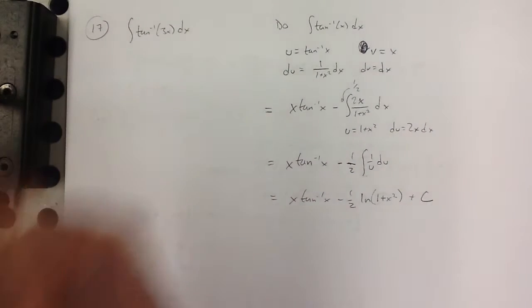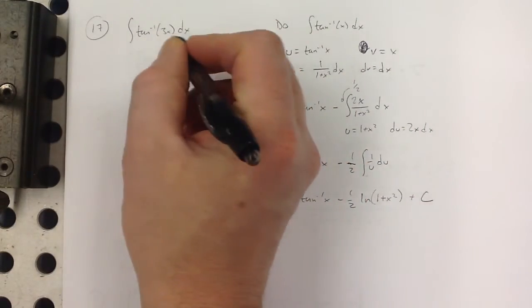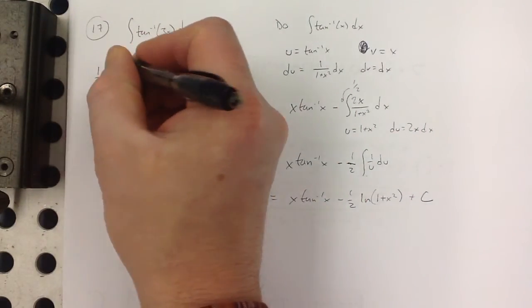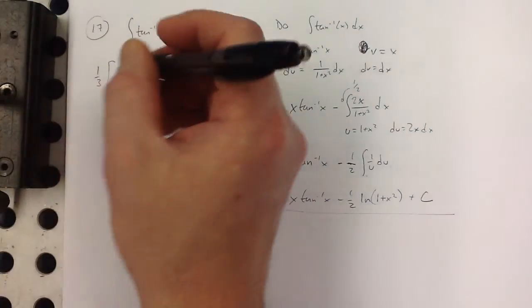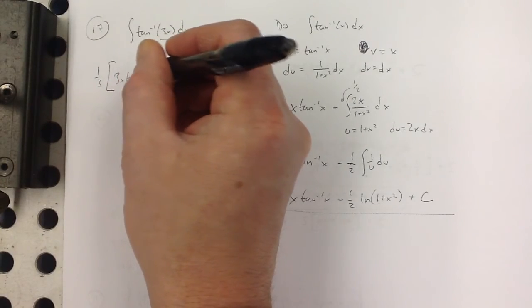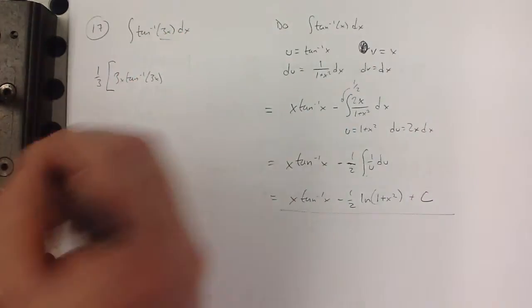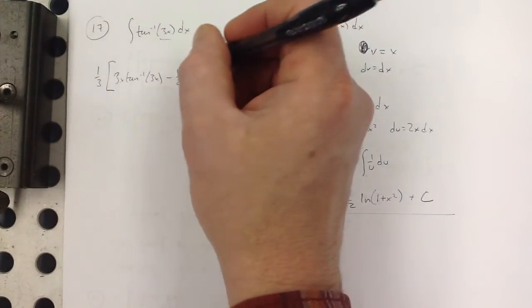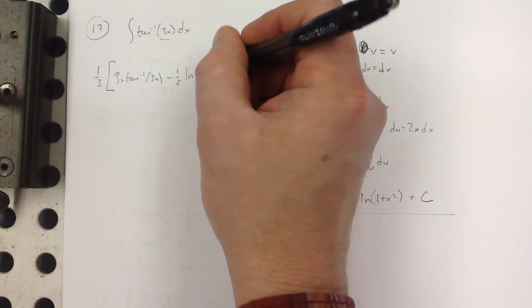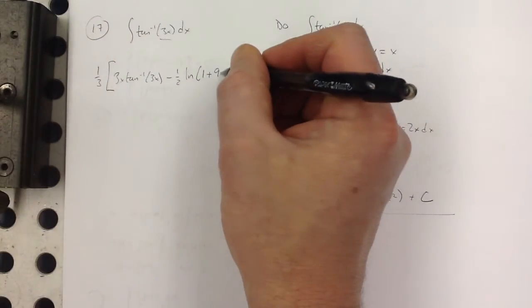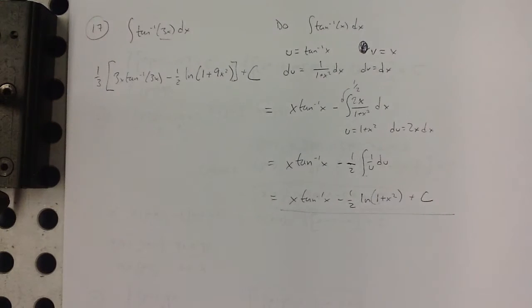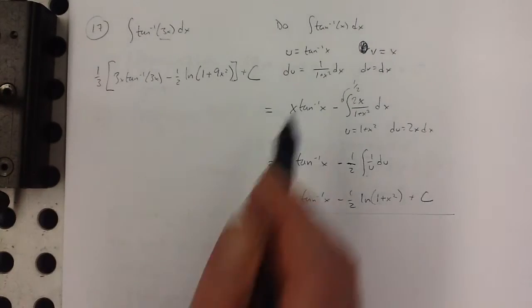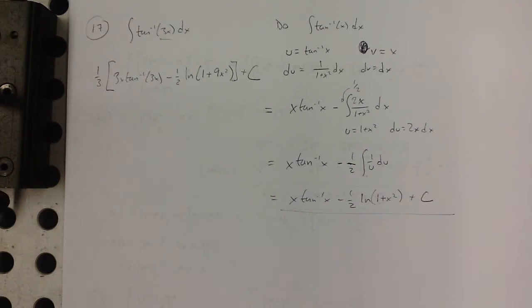So now, if we go over here, we know the antiderivative of tangent inverse 3x is just going to be 1/3 times this thing with a 3x everywhere where you see an x. So that would be 1/3 times 3x tangent inverse 3x minus 1/2 natural log of 1 plus quantity 3x squared, which is 9x squared, plus c. That's our answer. You could distribute the 1/3 through there, but no big payoff for doing that.